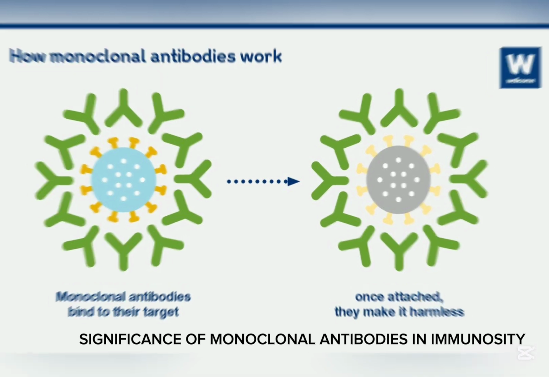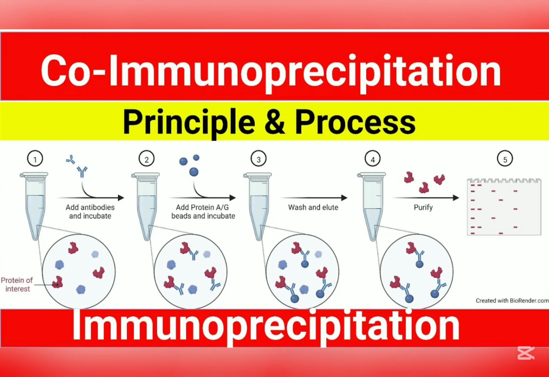Then we go to the third question, which is immunoprecipitation, how it works and its application. Immunoprecipitation is a laboratory technique used to isolate and purify a specific antigen from a complex mixture by using antibodies that specifically bind to that antigen.